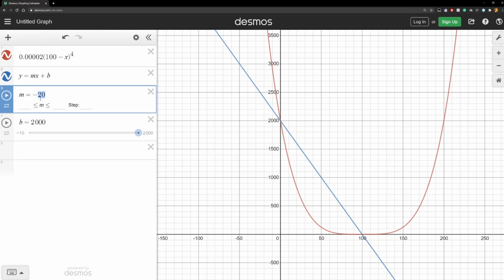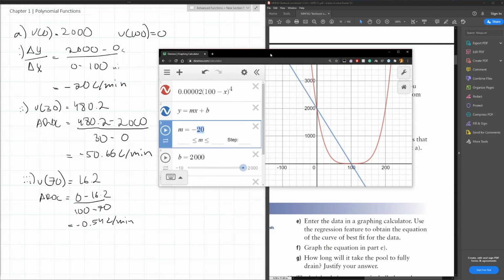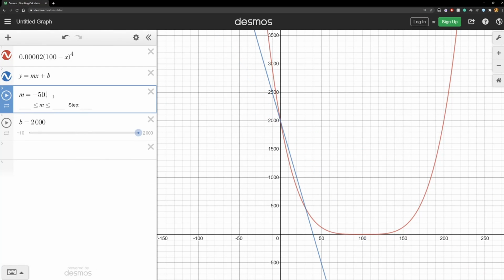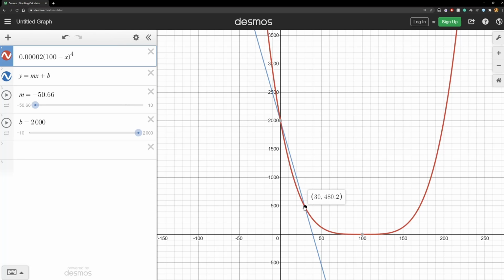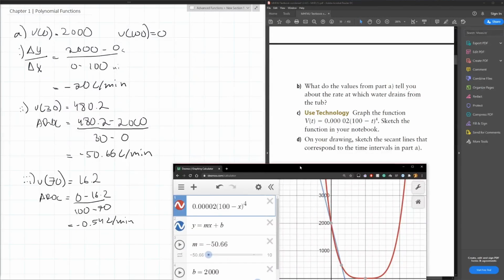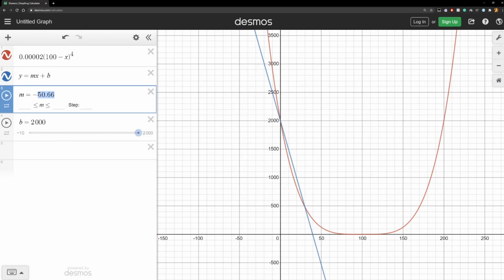Now, let's find the second one for the first 30 minutes. For the first 30 minutes, we said that the AROC was negative 50.66 liters per minute. If this intersects at 30, we're good. There you go. That's our second slope. And lastly, we need our last 30 minutes slope, which was negative 0.54. That doesn't seem quite right.